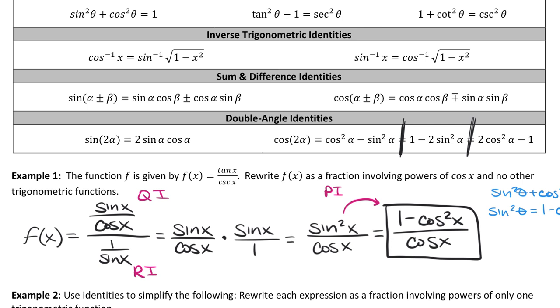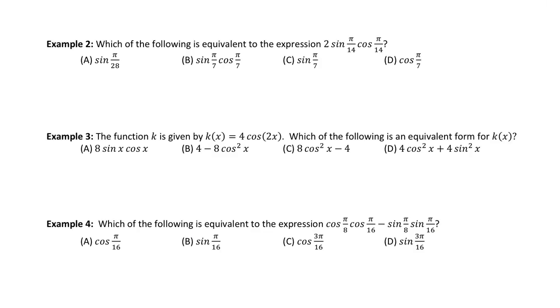Cosine of 2 alpha is either cosine squared of alpha minus sine squared of alpha, or 1 minus 2 sine squared of alpha, or 2 cosine squared of alpha minus 1. We have 3 options. I was trying to save paper. Don't judge me. Okay, it's going to be tough because you're going to have to flip back and forth, but the questions involving these are on the back.